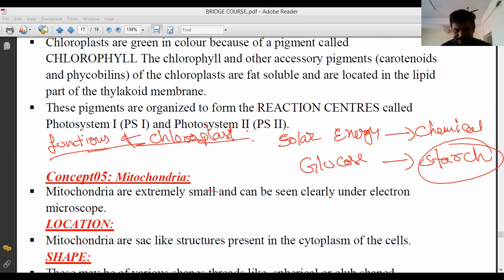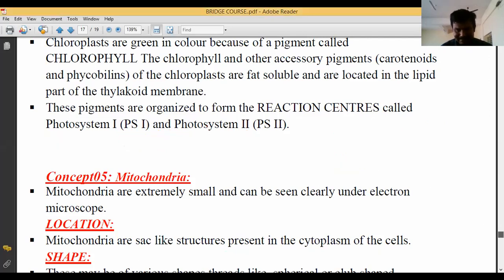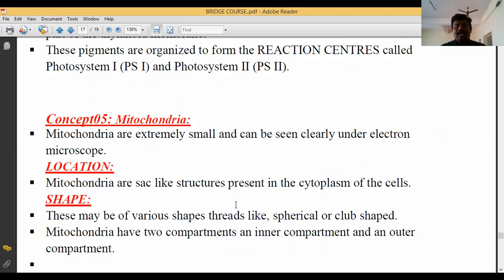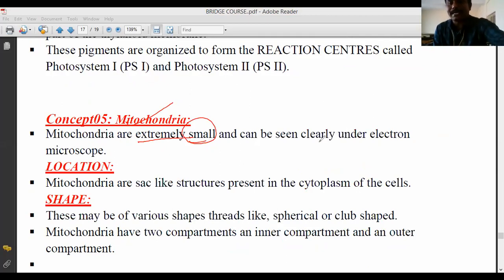Next topic. So how is chloroplast important? In such a way, mitochondria are also essential to plants and animals. Mitochondria are extremely small. They can be seen clearly under an electron microscope. Through electron microscope only, mitochondria can be seen.